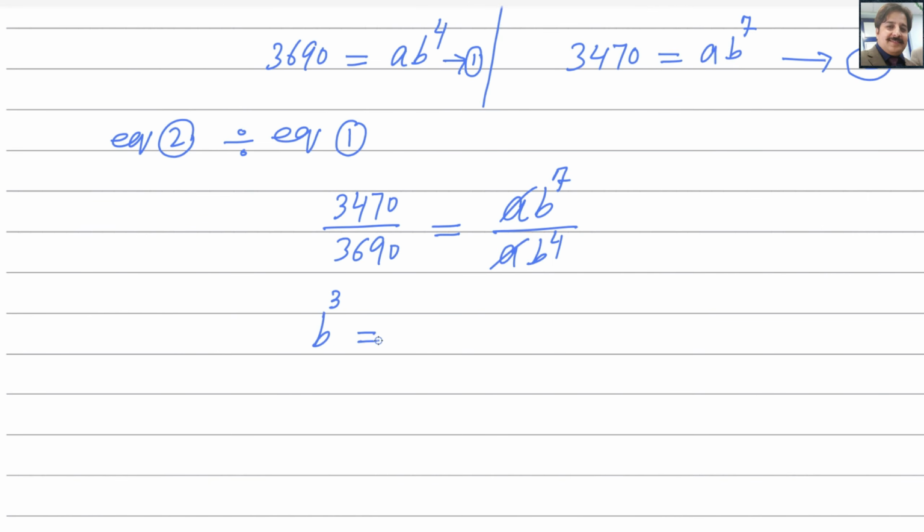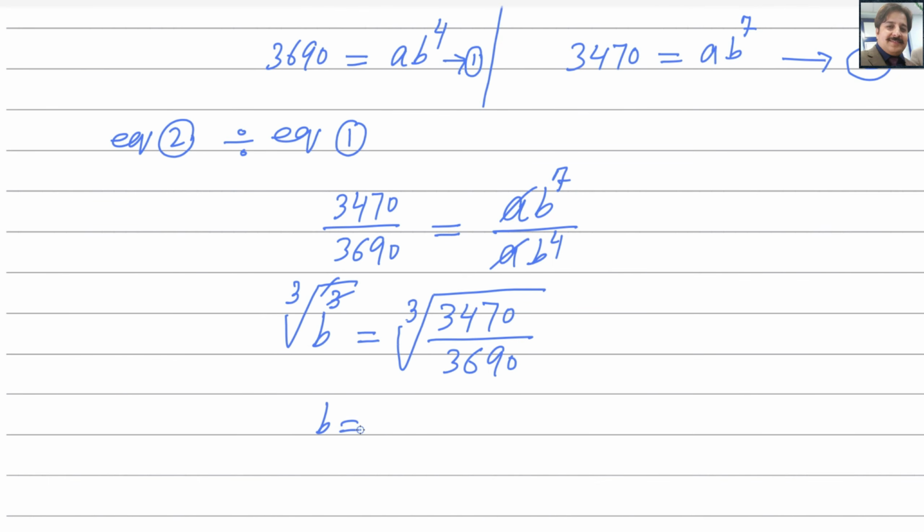b cube is equal to, write as is here in the calculator, 3470 divided by 3690. If there is a square, we take the square root of both sides. If there is a cube, we take the cube root of both sides. We will take the cube root of both sides, and in the calculator write as is.